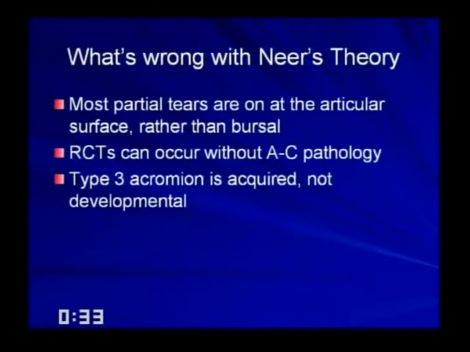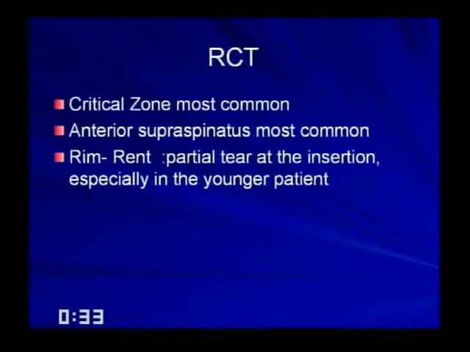What's wrong with Neer's theory? Well, most partial tears are on the articular surface rather than the bursal surface. So if you're getting external impingement, that doesn't make that much sense. Rotator cuff tears, of course, occur without AC pathology, and a type 3 acromion is acquired, not developed. So Neer is probably right most of the time, but it's not a foolproof theory. The critical zone is the most common, anterior supraspinatus most common, and rim-rent tears are in young patients that have partial tears at the insertion.